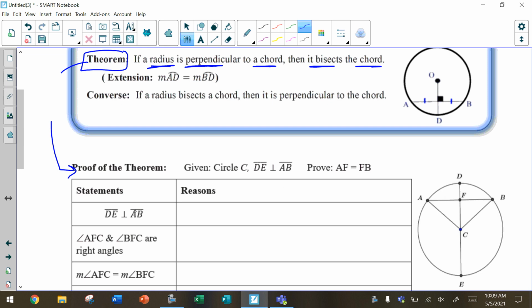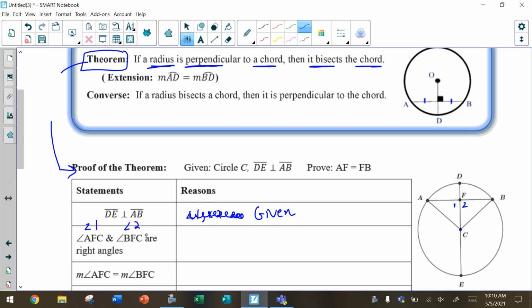So we're going to start with our given. What do we get when two lines are perpendicular? That's right, we get right angles. So I'm going to call this angle 1, and I'm going to call this angle 2. Hold up, this is the given, I'm jumping ahead of myself here. Then the statement is that angle AFC, which I have called angle 1, and angle BFC, which I have called angle 2, are right angles.